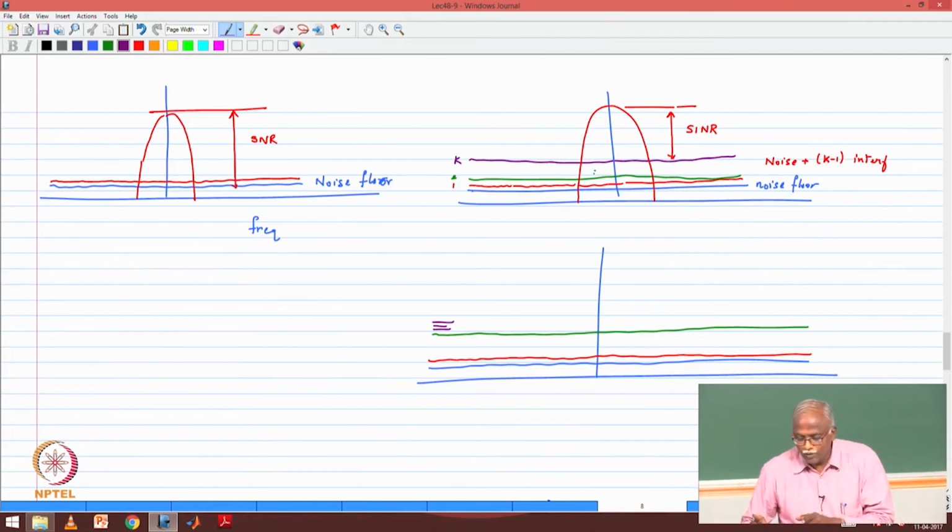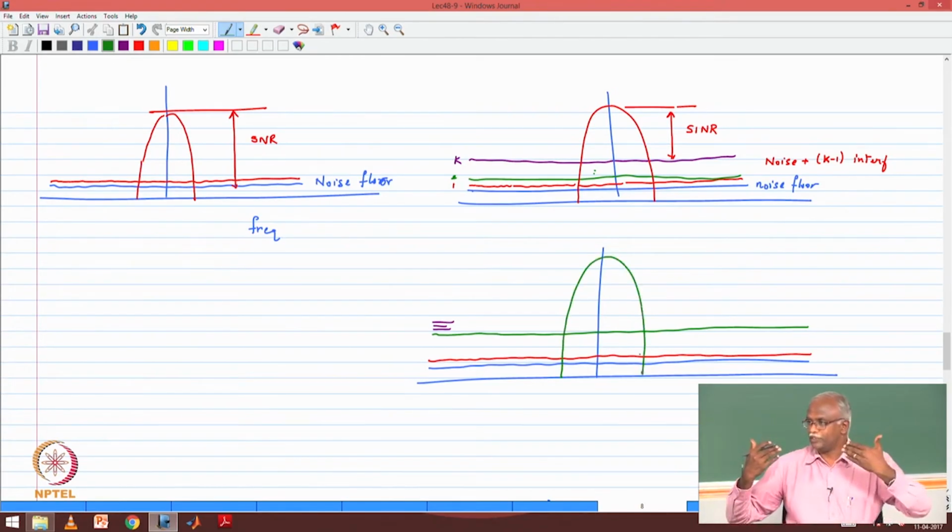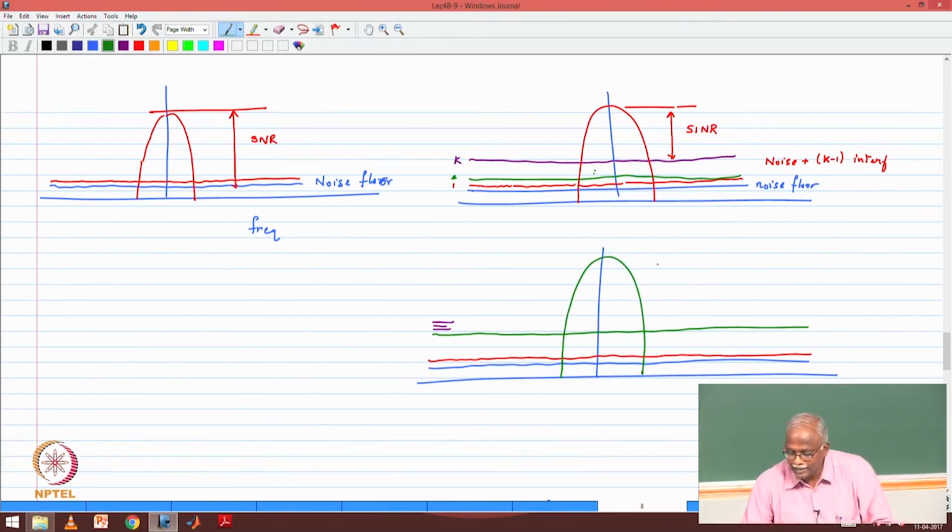Okay. Now, if I am detecting green, notice what will happen. Detecting green, the green part comes out of the noise floor, all the others settle down, and he gets a pretty decent SINR, if you take the others to be at this level. So, SINR of user 2.